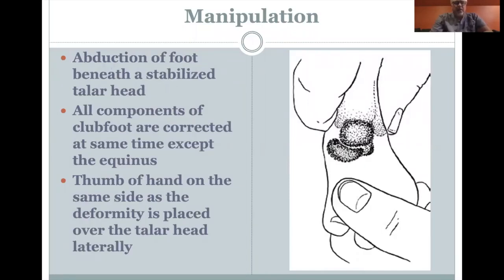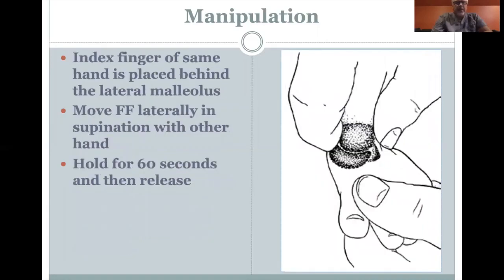All components of the clubfoot are corrected at the same time except for the equinus, and that's a really important concept to remember. The thumb of the hand on the same side as the deformity is placed over the talar head laterally. The index finger of the same hand is placed behind the lateral malleolus. Then you move the forefoot laterally in supination with the other hand. You're going to hold for 60 seconds. So this is how you do the manipulation components.